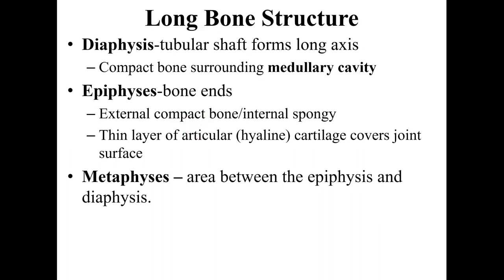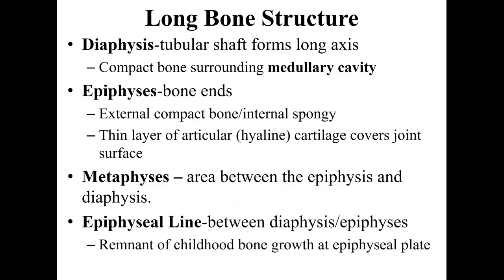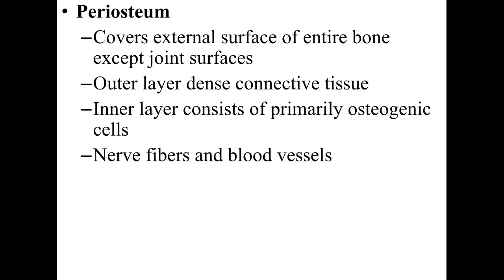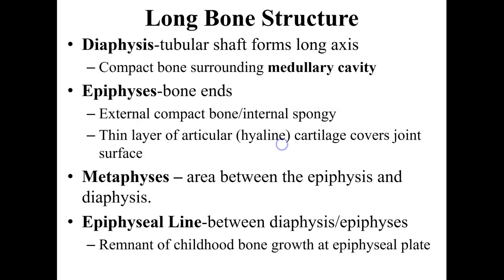The metaphysis or metaphyses are going to be between the epiphysis and the diaphysis. So that's kind of that middle section. Remember where it's going from a thicker section down to a tapered, thinner section. And then that epiphyseal line is the line between the diaphysis and the epiphyses, and is a remnant of, like I said, your childhood bone growth or the epiphyseal plate. But once it's hardened and turned into a line, that bone will no longer grow. Sometimes you can damage the growth plate, and it will cause that epiphyseal line to go ahead and calcify, and it'll keep that bone from growing. So it could stunt the growth of that bone.